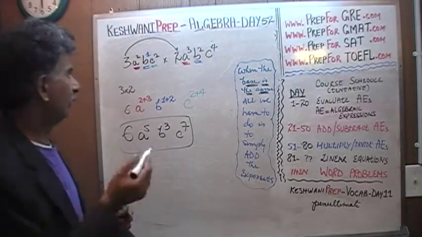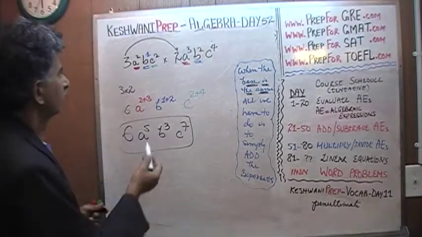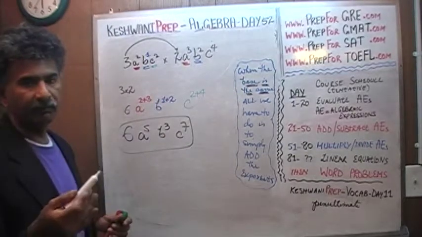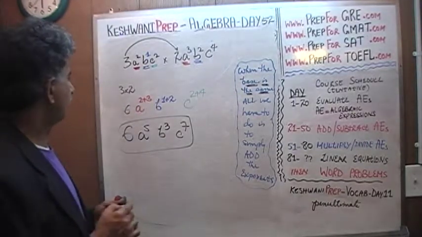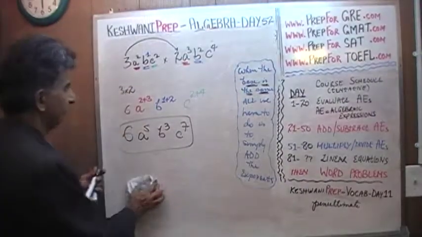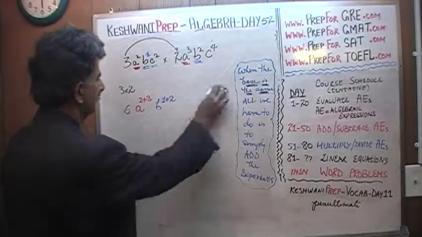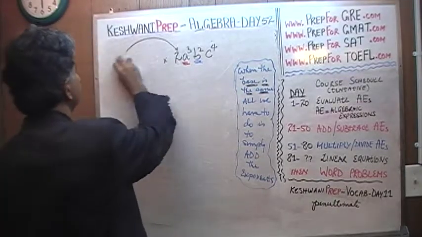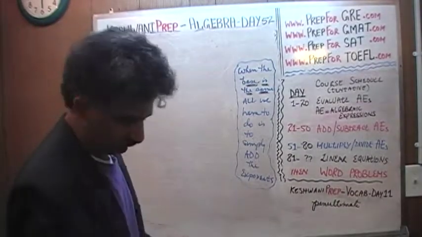If you were to multiply all of this out, this is what we'll get, because b times b squared will be b times b times b, and so forth. Let's do one more. That's the end of this one. Next problem.